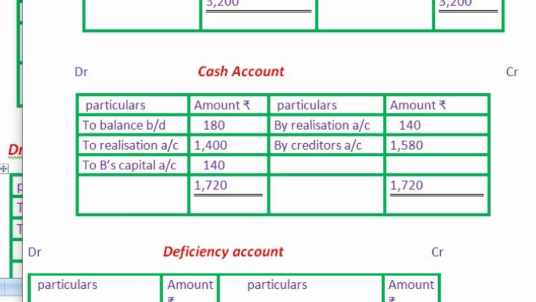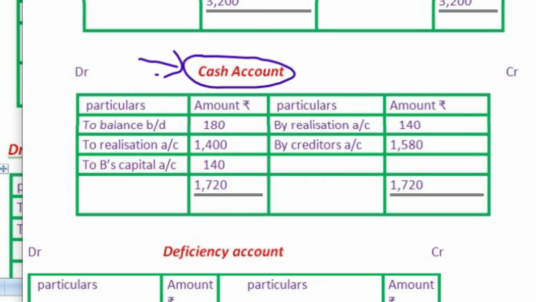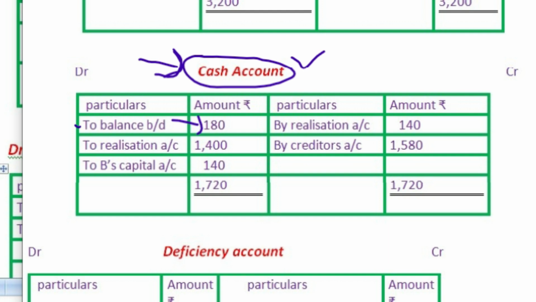So if we prepare the cash account, then we can say the cash balance available to pay creditors. So for this, the cash account is to be prepared first, then the creditors account. You see how it is to be prepared. In the given question, on the balance sheet asset side, the cash balance is given as 180 rupees. So this will appear as "to balance b/d".